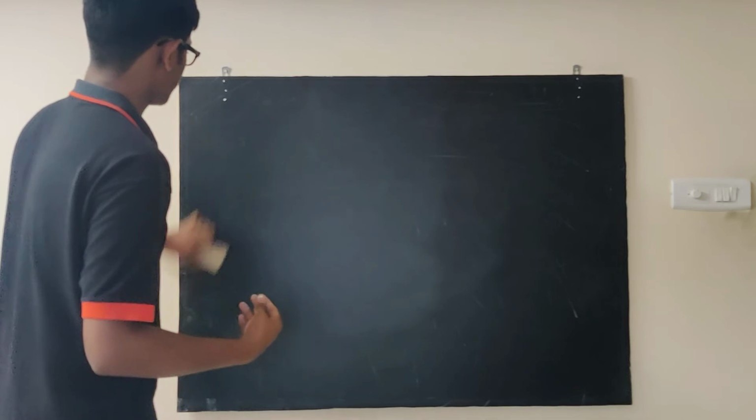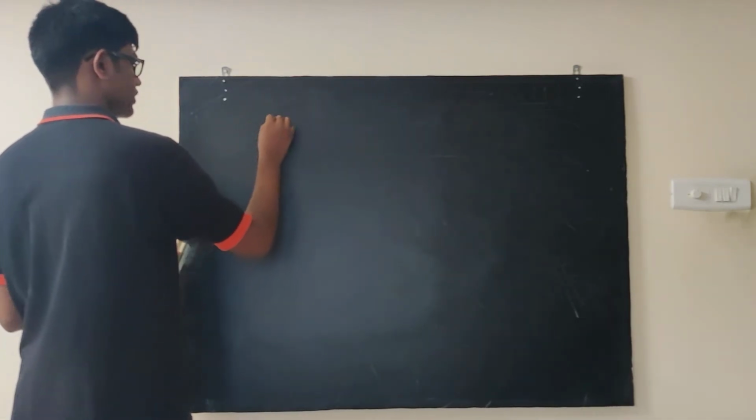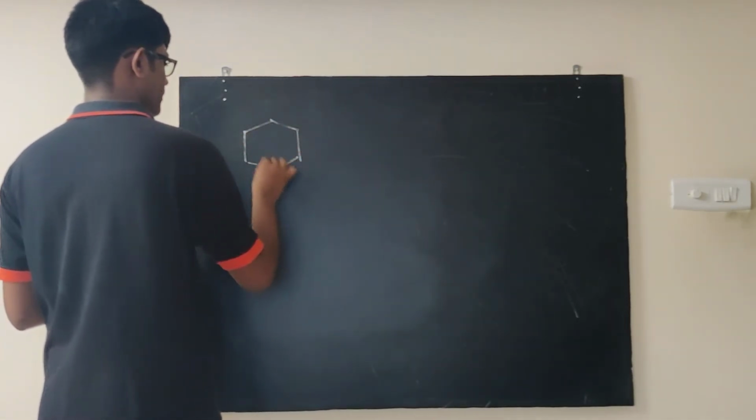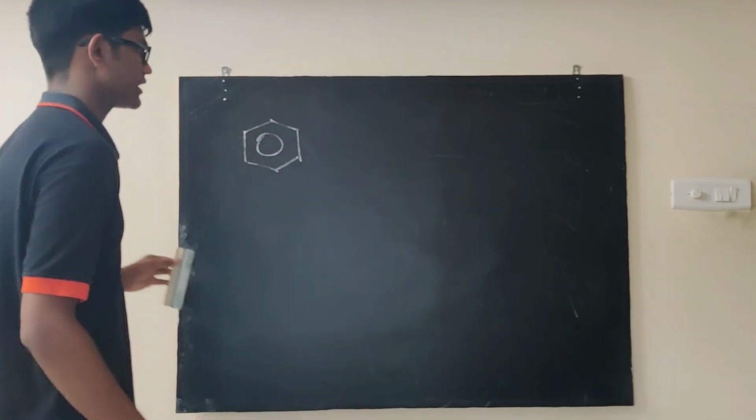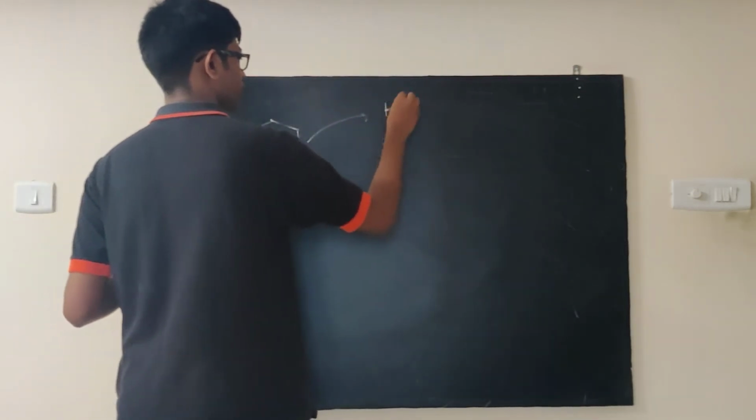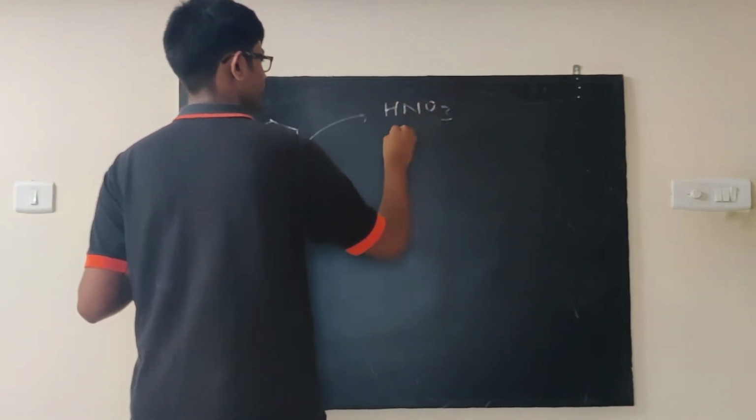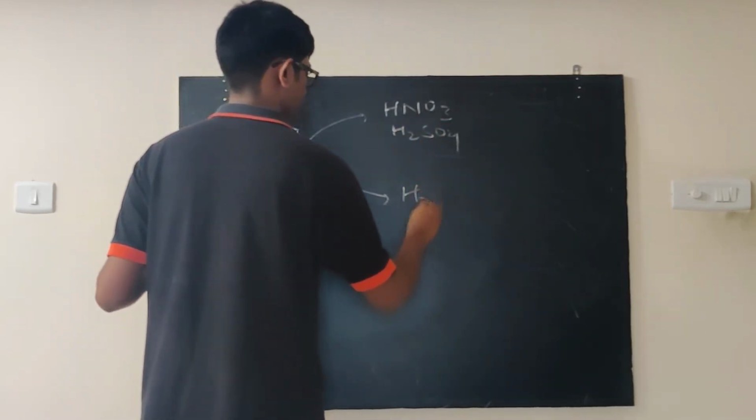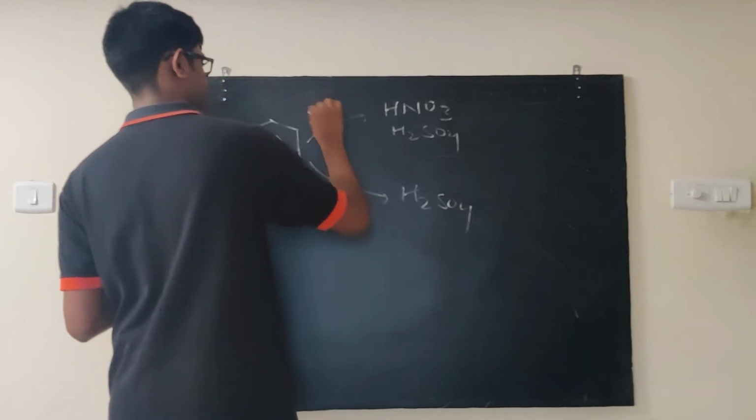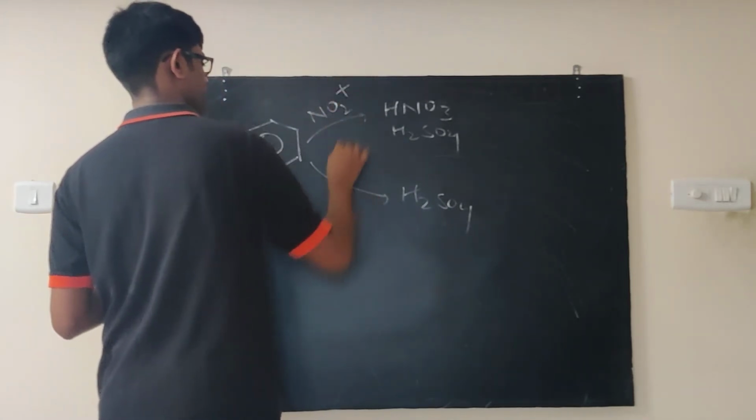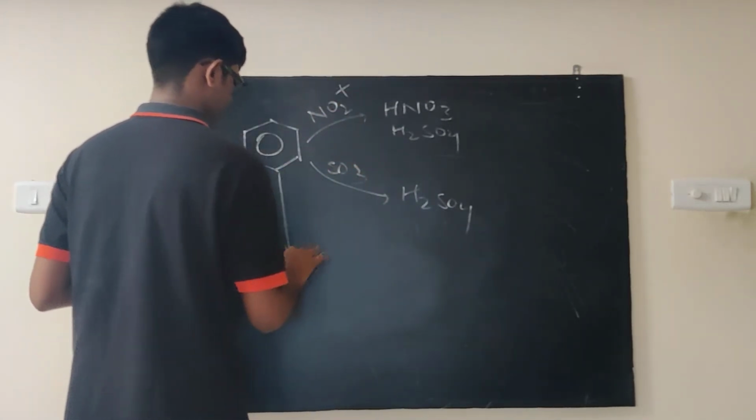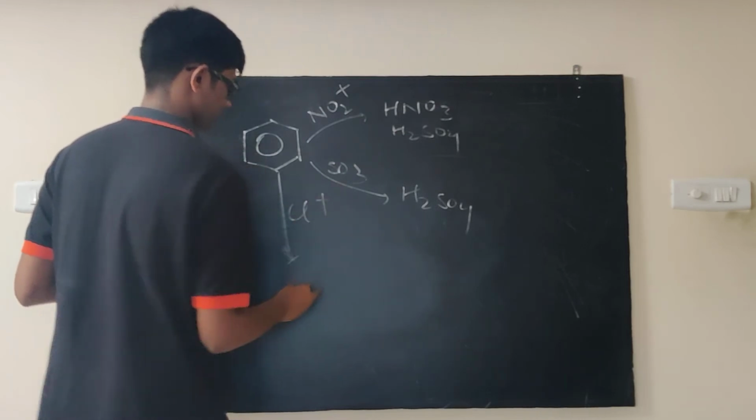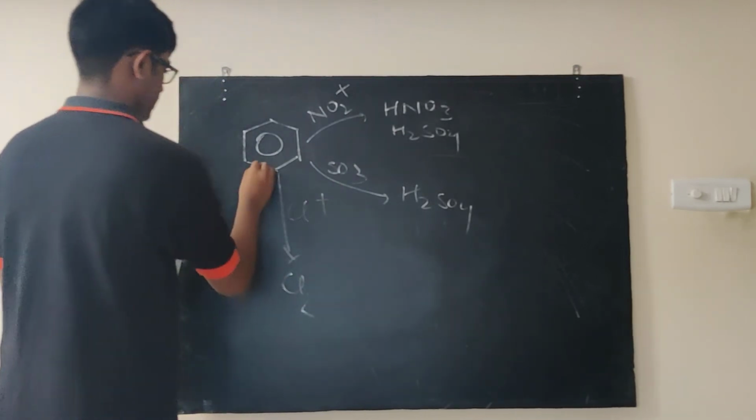Now we will quickly talk about aromatic electrophilic substitution also, because that will also come. Nitration, your reagent is HNO3, H2SO4. Sulfonation, H2SO4. So I write electrophiles here, NO2 plus, SO3. Chlorination, which is basically Cl plus, your reagent is chlorine.